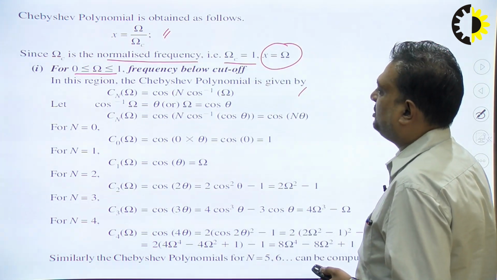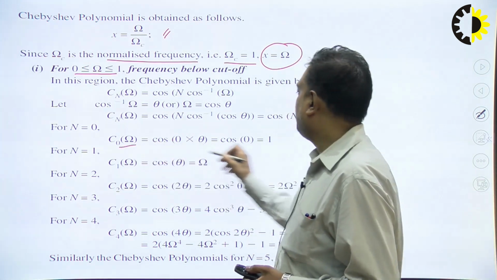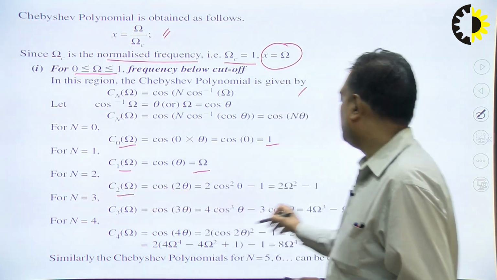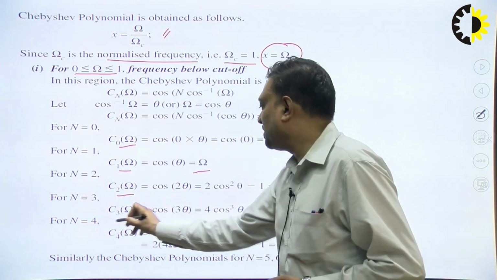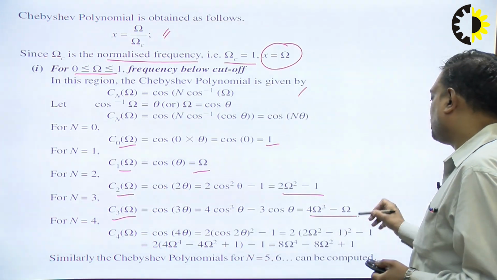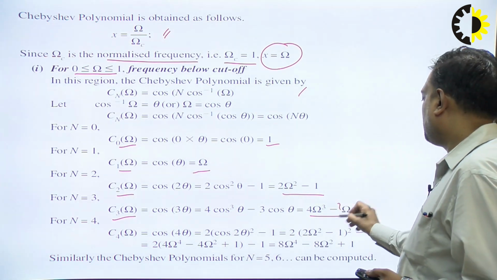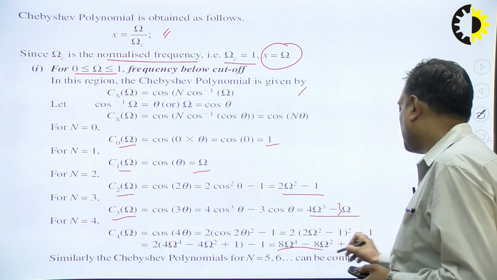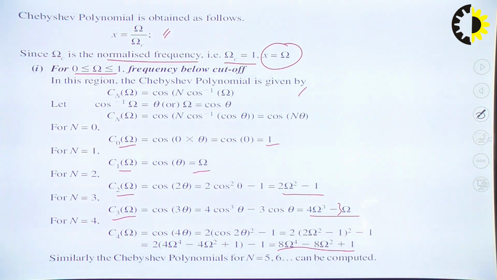So you can calculate the value of C0 omega, that will be 1. For C1 omega, that will be omega. For C2 omega, that will be 2 omega square minus 1. For C3 omega, that will be equal to 4 omega cube minus 3 omega, and C4 omega will be equal to 8 omega to the power 4 minus 8 omega square plus 1.